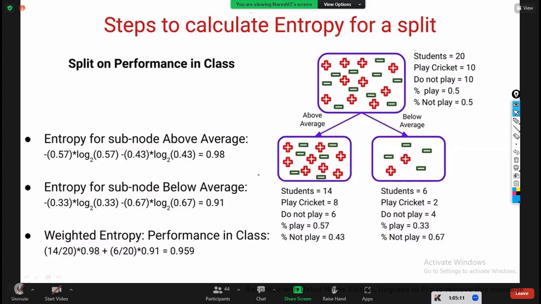Similarly, for the second node also you are calculating. After calculating both of them, you are calculating the weighted entropy. The weighted entropy means this one for the main node. For the main node, you are calculating. This is for the sub node. Each sub node you calculated, and finally from the main node. Weighted one means for the main node.